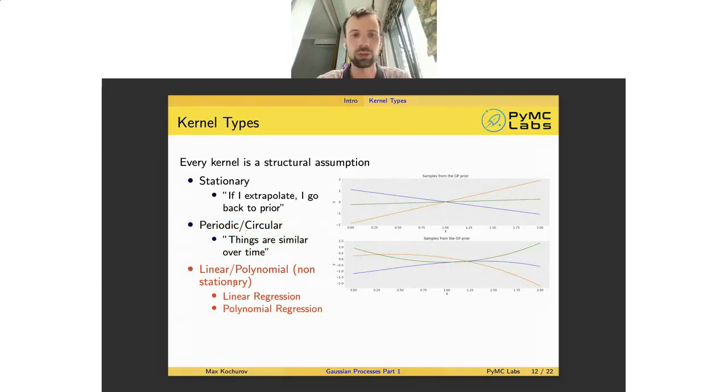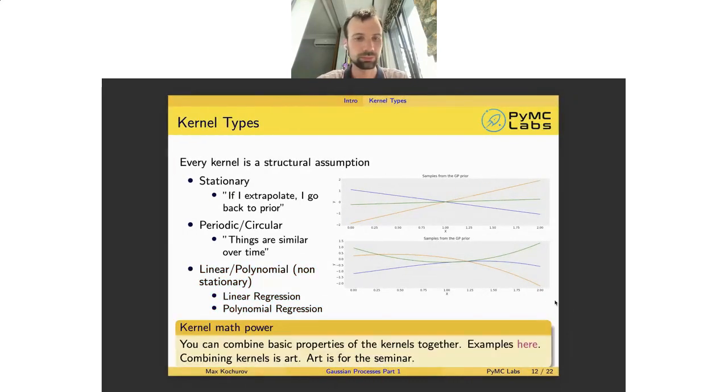When we have a linear or polynomial kernel, we don't expect any stationarity. And we expect that when we extrapolate, it will behave like either a linear function or a polynomial function. And this one might go to infinities. There is one example in PyMC examples where you can see all the combinations of these kernels.